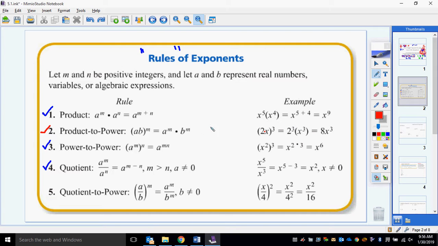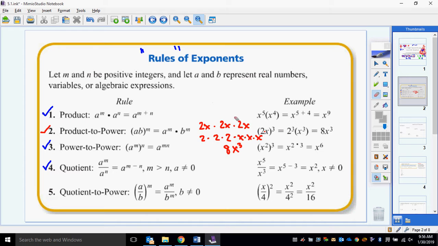Another way to think of it, if you don't remember this rule, 2x to the third power means 2x times itself 3 times. So then you have 2 times 2 times 2, and x times x times x. So I have x cubed. 2 times 2 times 2 would be 8. Okay, so if you don't remember these rules, I'm saying write it out the long way.